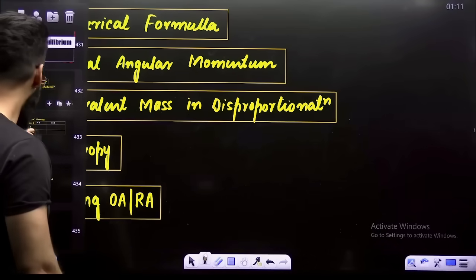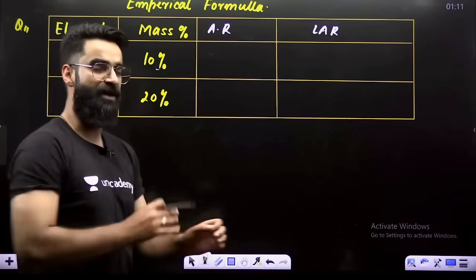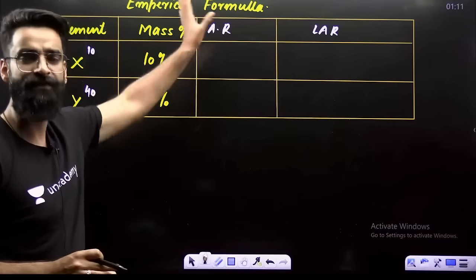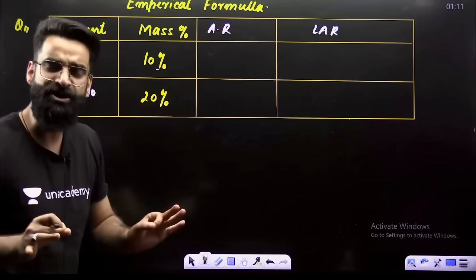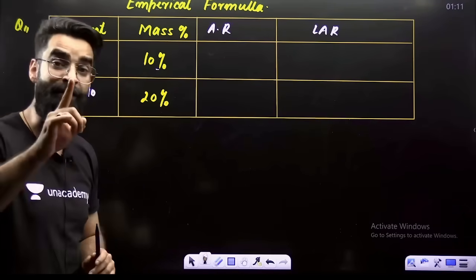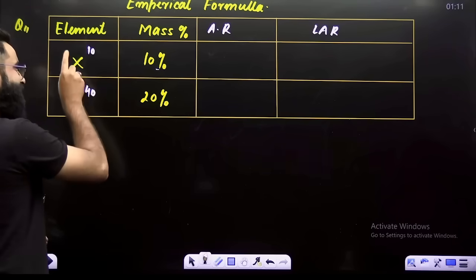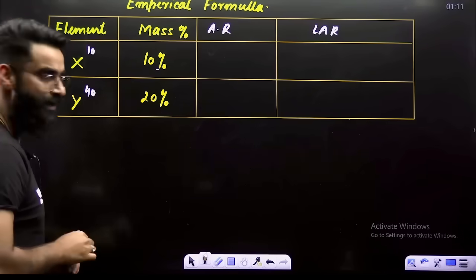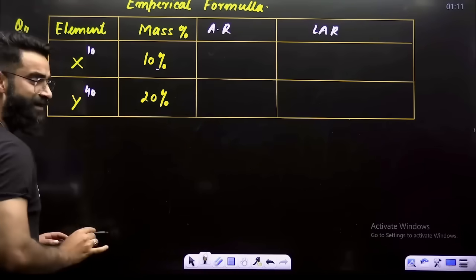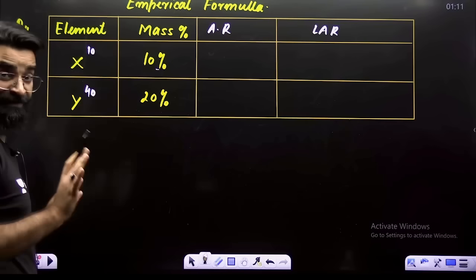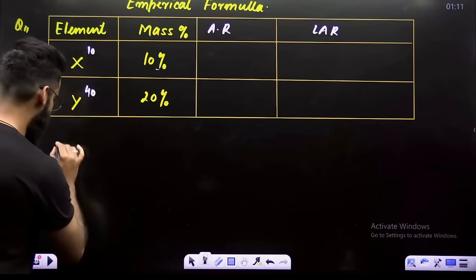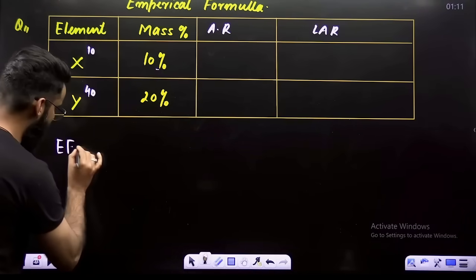So first of all, the first concept, that is calculation of empirical formula. My dear students, in the question, you will be given a compound, and that compound will be containing certain elements like X and Y. The mass percentage of X is given, the mass percentage of Y will be given in the question, and you will be supposed to check the empirical formula of the compound.